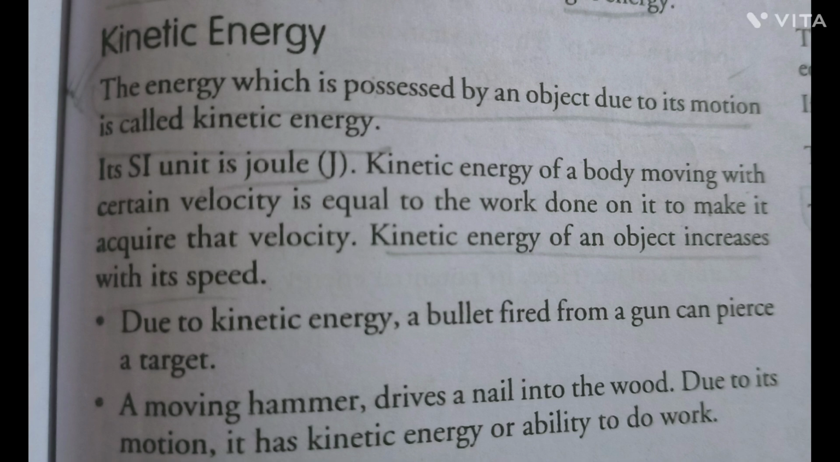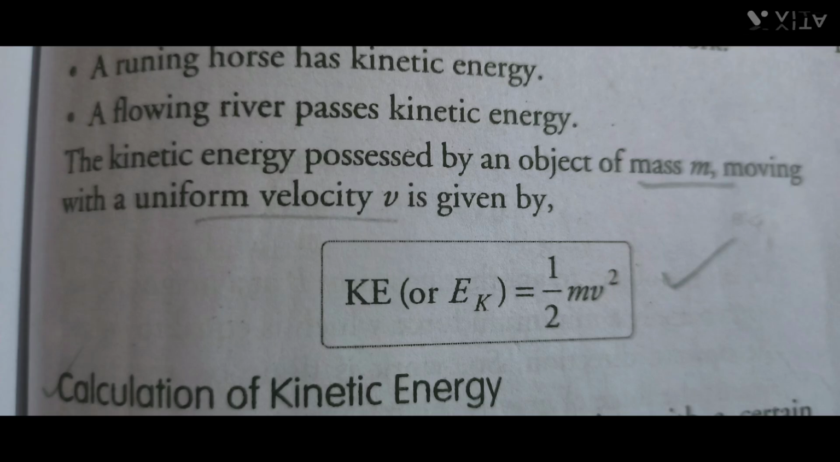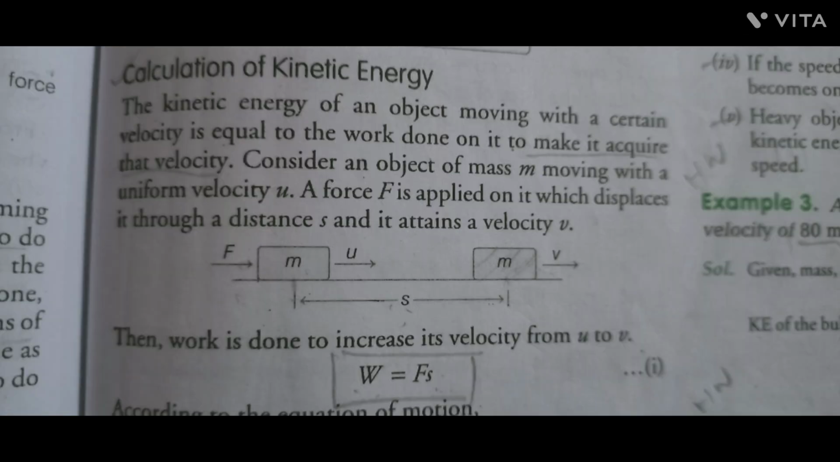The kinetic energy possessed by an object of mass m moving with a uniform velocity v is given by the equation Ek, which stands for kinetic energy, is equal to half mv square, or 1 by 2 mv square, where m is the mass of the object and v is the velocity of the object. Now let us see the calculation of kinetic energy.